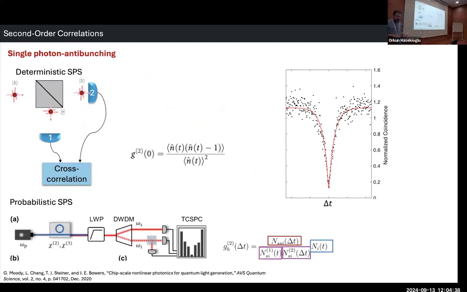So in the experiment, this is what you observe, but this is from a continuous wave laser source. If you pump with a continuous wave pump laser, it will be a little bit different, but you can already see a similar effect. But this, like I said, is the top plot for a deterministic single photon source.